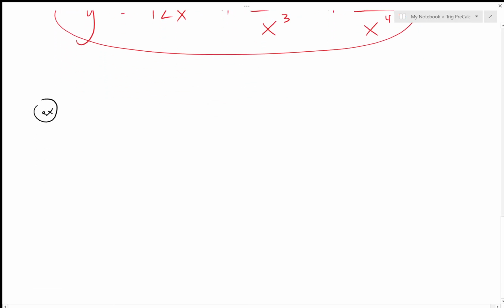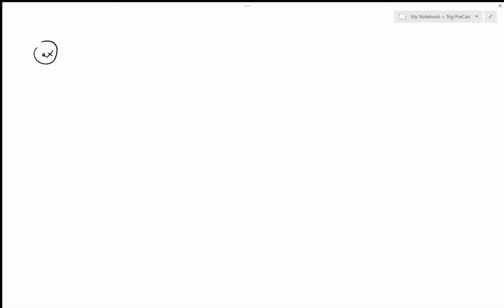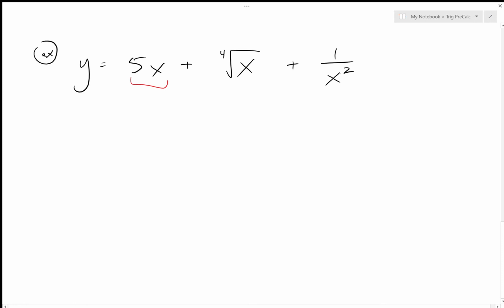All right, so as we go along, these problems get a little bit more complicated. So let's take a look at y equals 5x plus the 4th root of x. That's not a coefficient 4, that's the 4th root, plus 1 over x squared. So again, 3 pieces: the first one, second one, third one. The first one's ready to go, so I'm just going to rewrite that here. The last one we saw from the last problem, this needs to move to the top and the exponent becomes negative.